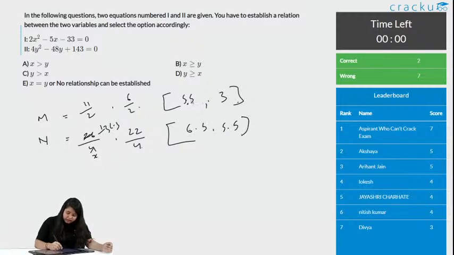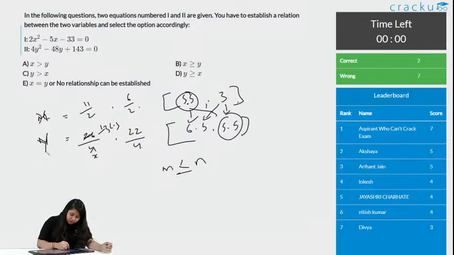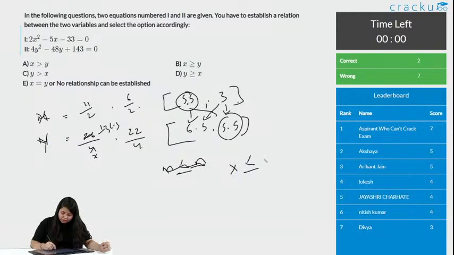So, the first thing you can see, these two numbers are equal, and this is less than this, this is less than this, this is equal to this, and this is less than this. So, the value we get is m is less than or equal to n. Okay. I have written x and y, sorry for that, but the answer will not change, it is again x is less than or equal to y. So, it is option D is the correct answer.